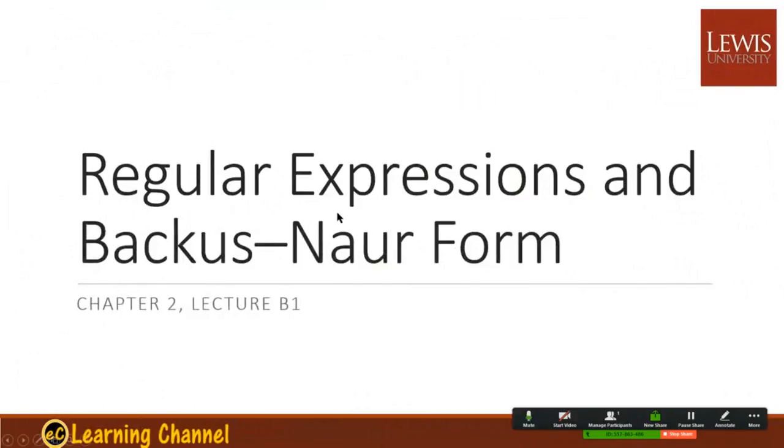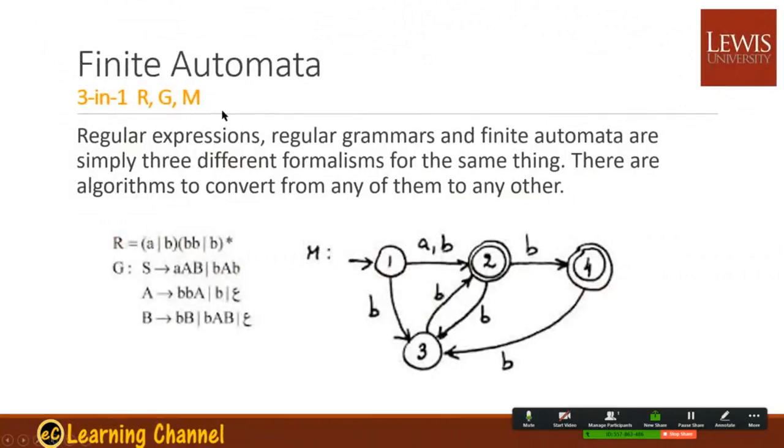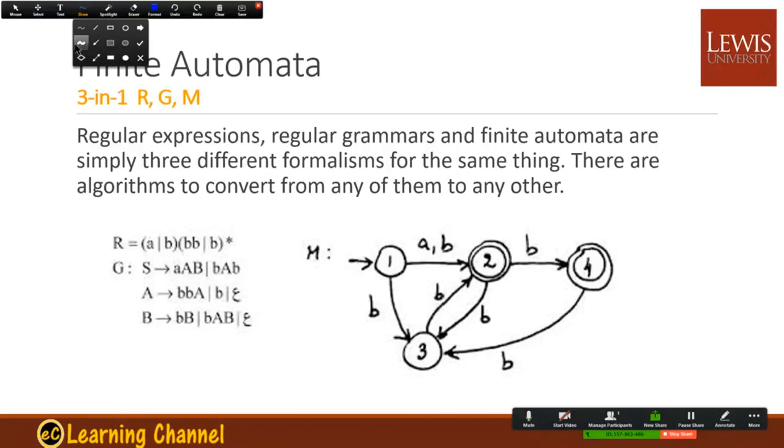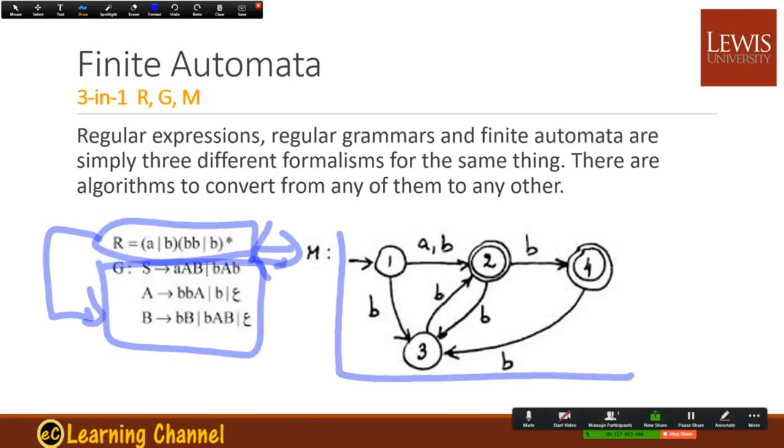So now let's look at the regular expression and Backus-Naur form. Finite automata, regular expression, grammar, and finite state machine. These are 3 in 1. 3 in 1 means what? You can have a regular expression written by this. It is equivalent to the grammar by this, and also equivalent to the machine that validates the pattern.